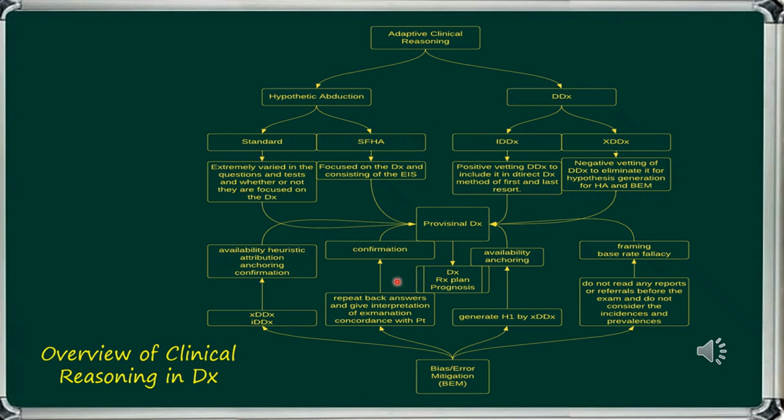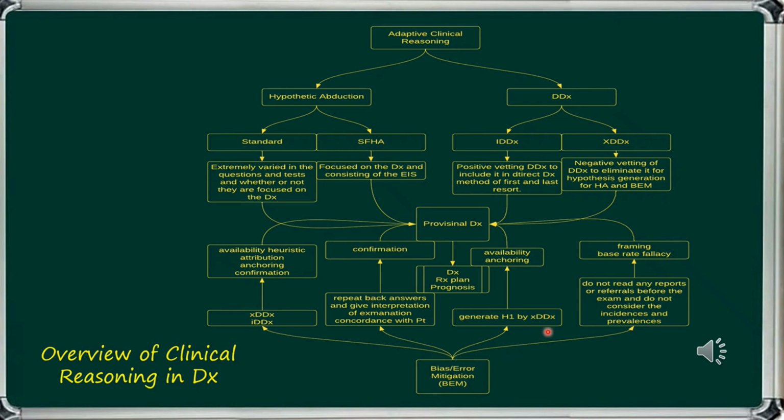For confirmation bias, we can repeat back the answers to the patient and check to make sure that they agree that that's what they actually said, and it wasn't your misinterpretation or your hallucination. And we can give them our interpretation of what the examination has shown us and see if they agree with that. If they don't agree with it, it doesn't necessarily mean we're wrong, but it gives you time and chance to pause and think about this, which is all these mitigation strategies do. They just give you a chance to sit back, go, oh, that's interesting, and have another look.